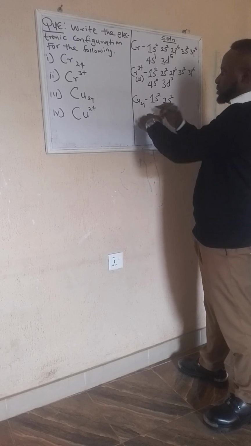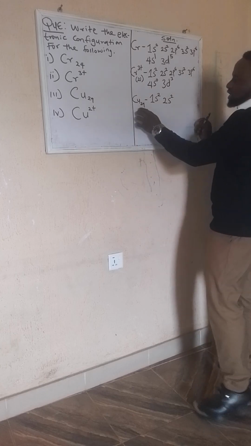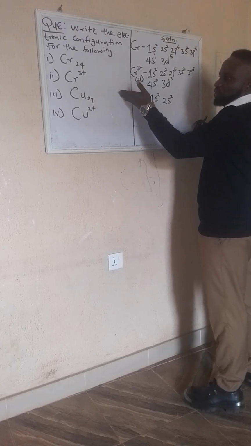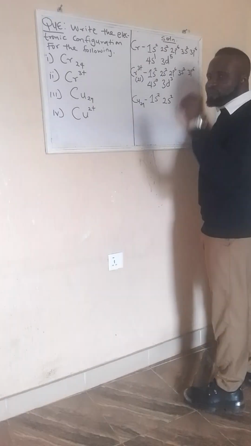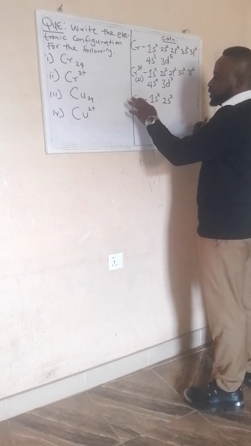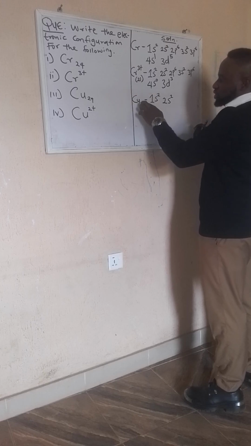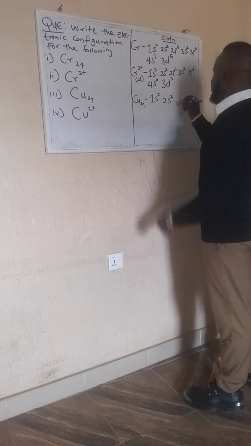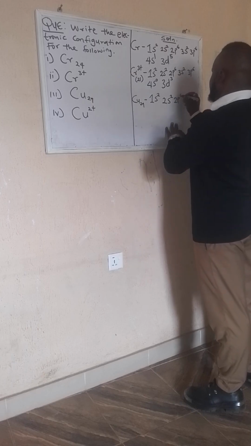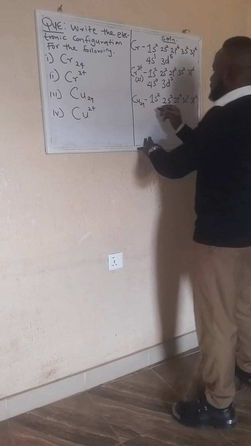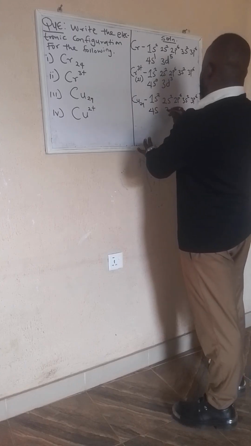Like I said the other time, when an element is in the ground state, atomic number is the same as the number of electrons. Atomic number is the number of protons by definition, but because it's already in its ground state, it's not carrying any charge, the number of protons is equal to the number of electrons. 1s2, 2s2, 2p6, 3s2, 3p6. Then I'll have 4s and 3d.